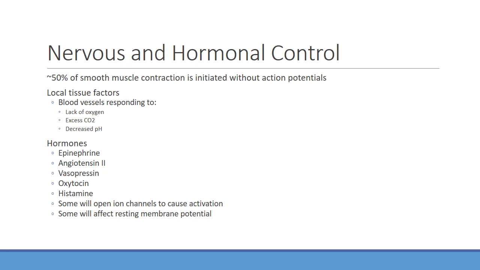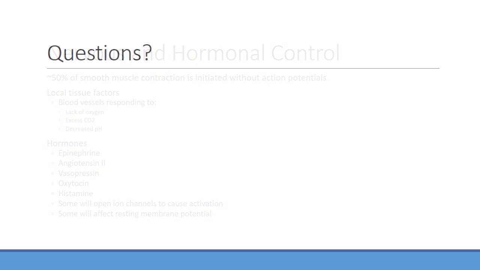So just realize that smooth muscle is much more under control of both the nervous system and hormonal control, versus skeletal muscle, which is really all just the nervous system affecting it. Okay, that covers it for muscles.